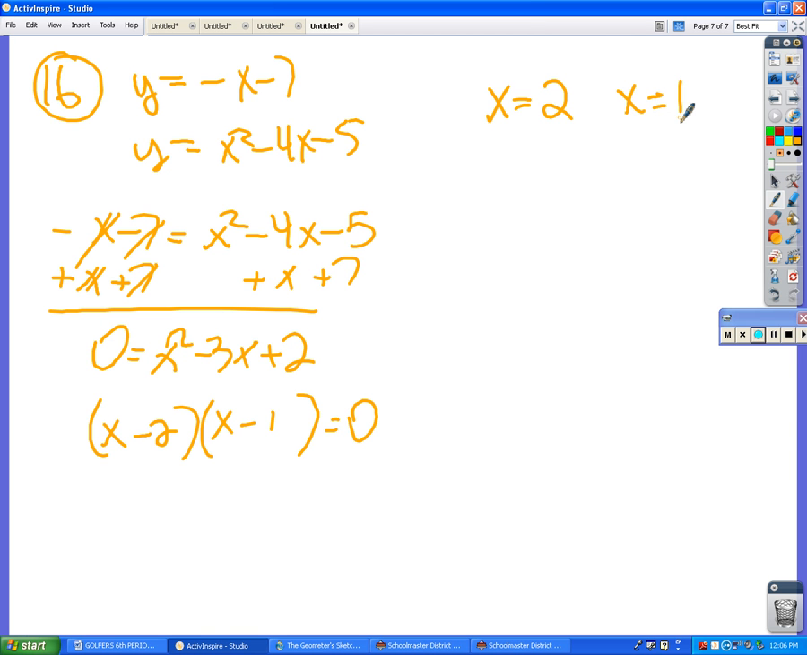Now I need to plug that in to figure out what my y's are. So if I plug in 2 there, negative 2 minus 7 is negative 9, and negative 1 minus 7 is negative 8.